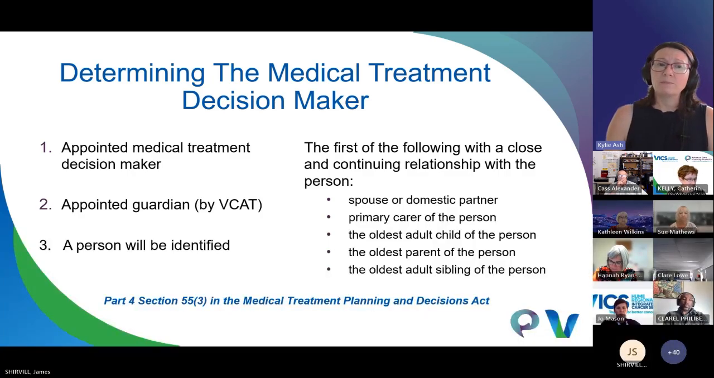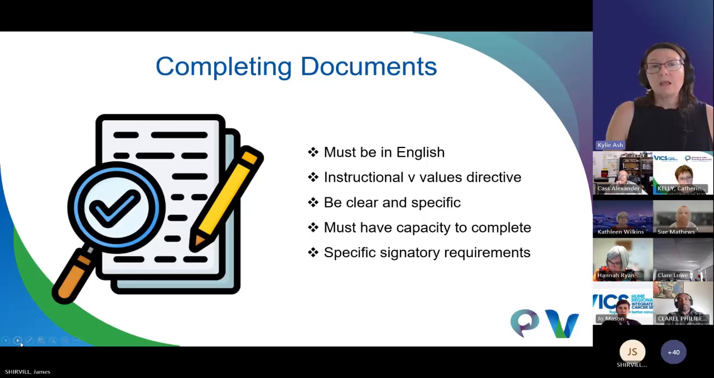Alternatively, some individuals may have a guardian appointed, but if no one has been appointed, the list on your screen shows the first person who has a close and continuing relationship with that person. And as Sue indicated, it is important to understand the implications of that list and whether the person at the top of that list is who you'd like to speak on your behalf. Next slide, please.